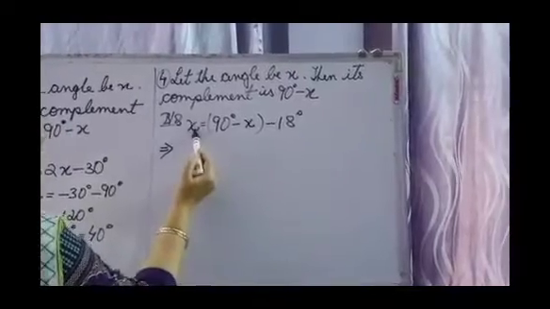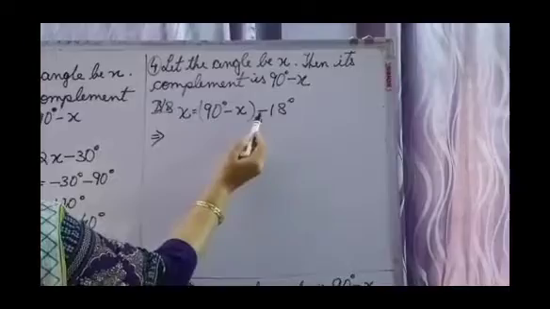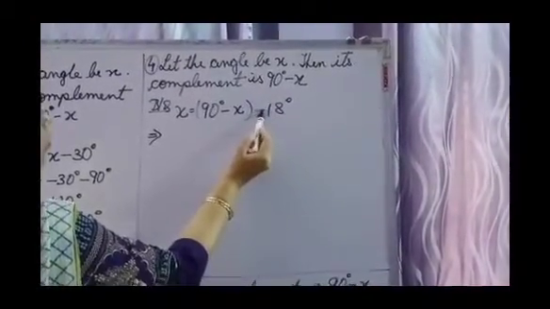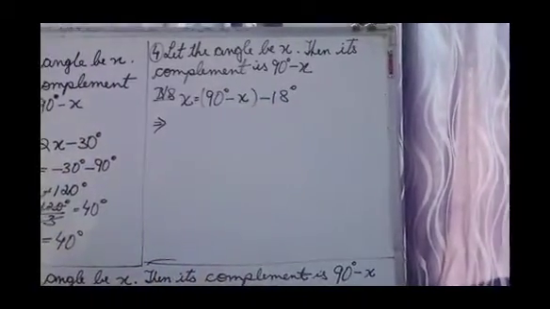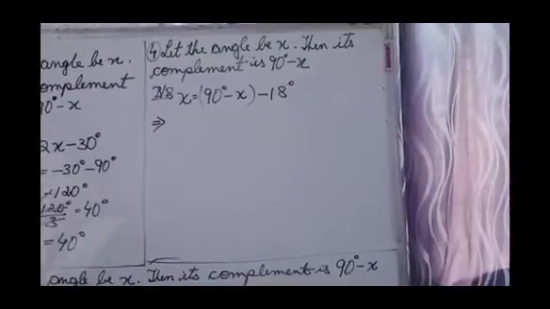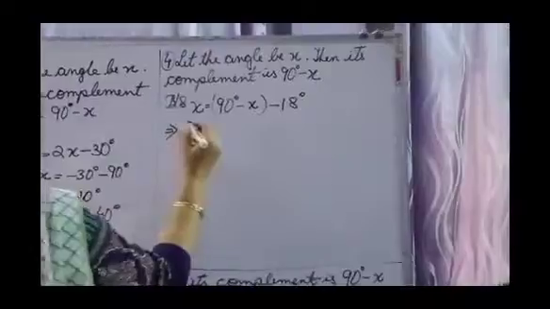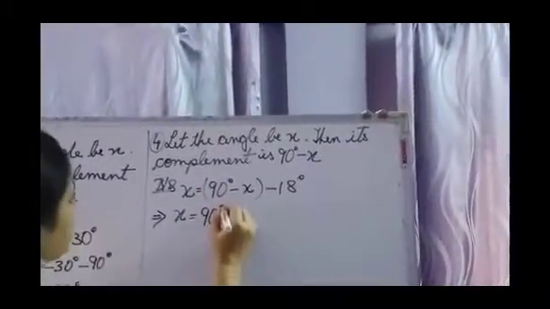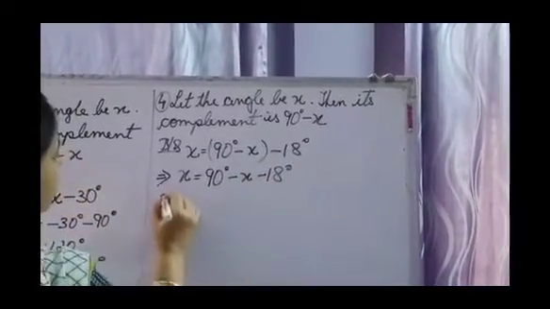So what is given in the question? x is equal to 90 degree minus x minus 18. They have mentioned 18 degree less, so we need to subtract it from the complement of the angle. So how will we now solve this sum? x we will keep on the left hand side. Now we will remove this bracket here and minus 18 degree.